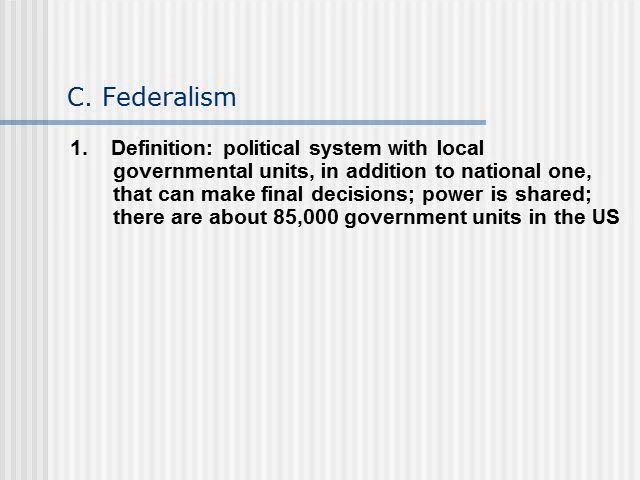Federalism, definition: a political system with local government units in addition to the national one that can make final decisions. Power is shared. There are about 85,000 government units in the United States. There are 51 sovereign governments in the United States: 50 states and one federal government.